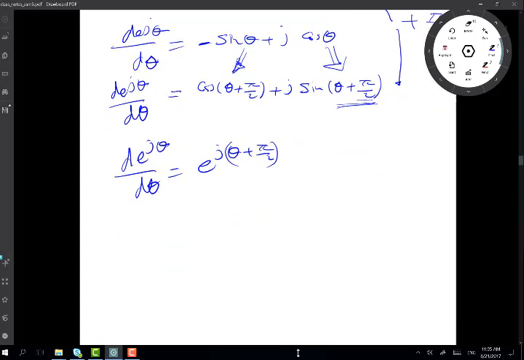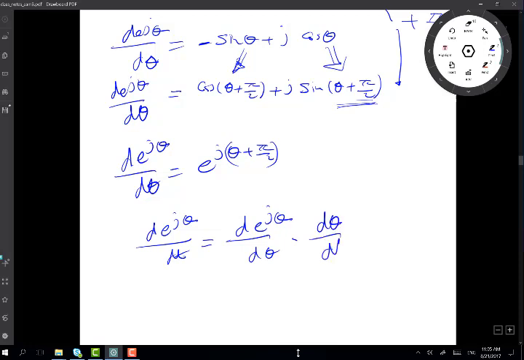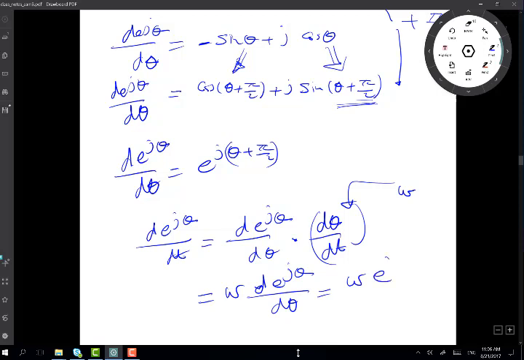Now if I differentiate this with respect to time, d e^(j theta)/dt, of course, again I differentiate with respect to theta times d theta/dt, which is omega, right? This term here is omega. So this gives me omega times e^(j(theta plus pi over 2)).